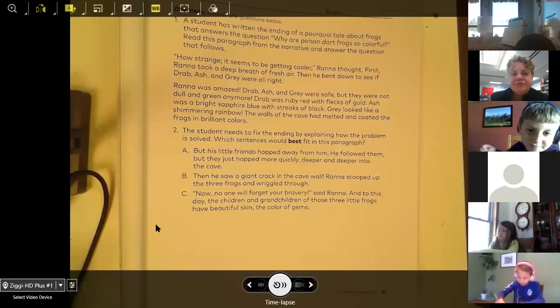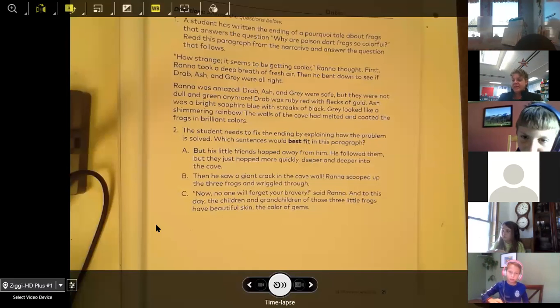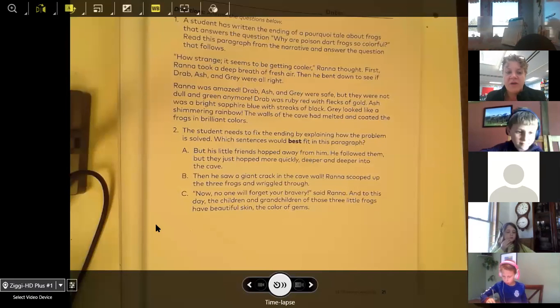Because it already says that they went out of the cave, so that's why I don't think it's A, because that came before they went out of the cave, and B, because that's already in, so I thought it was C. Okay, I like your explanation.